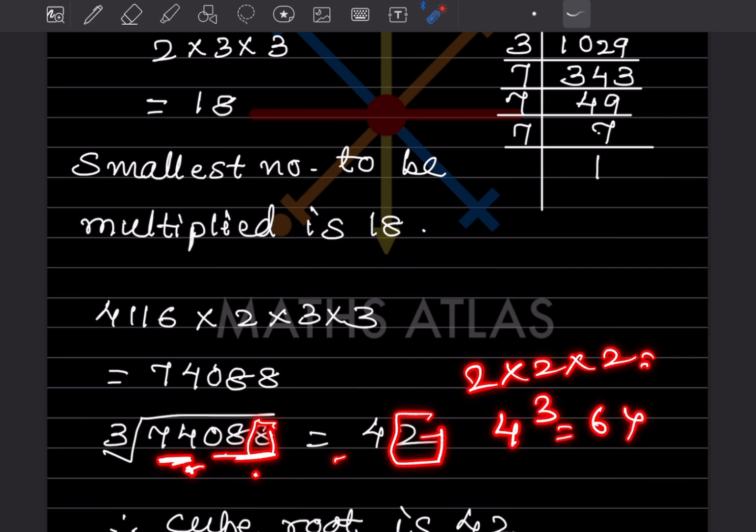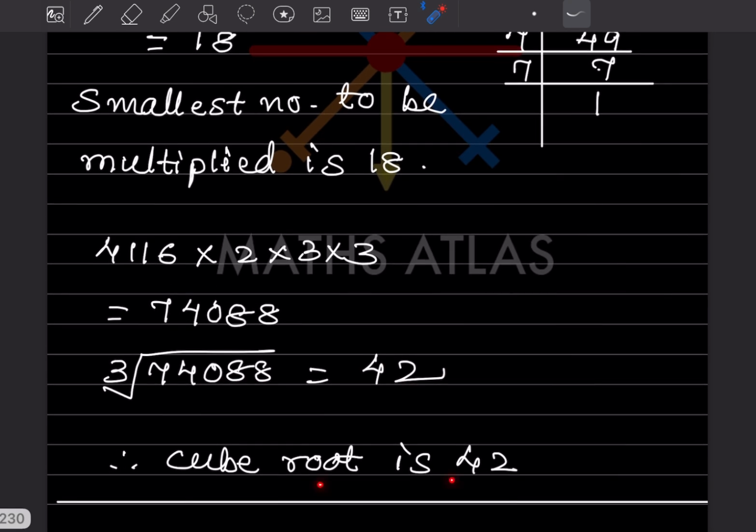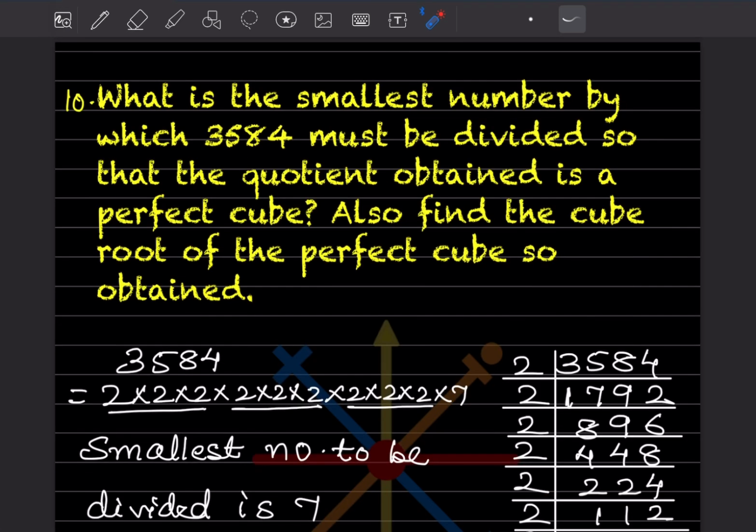If we take 5 cube, it is going to be 125. So this is a bigger number. So we are going to take 4 here. So the cube root of 74088 is 42. So we can write the cube root is 42.